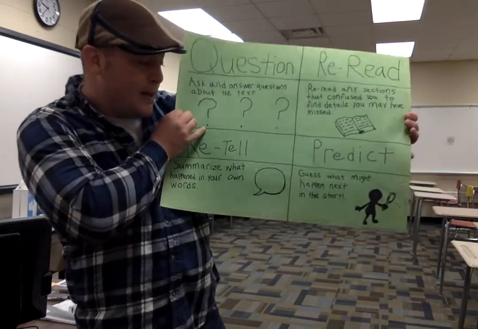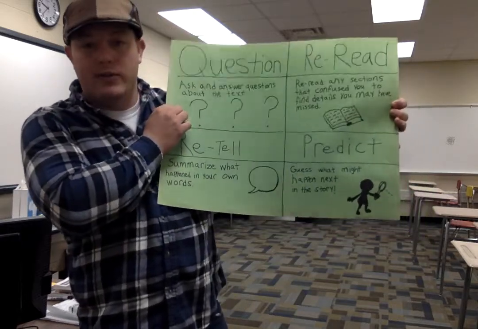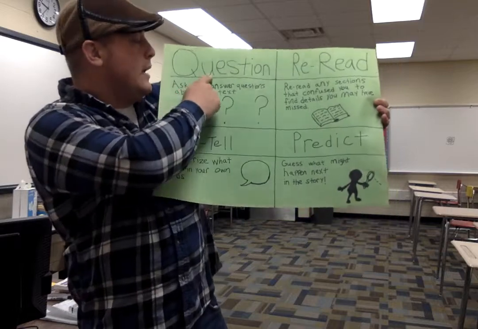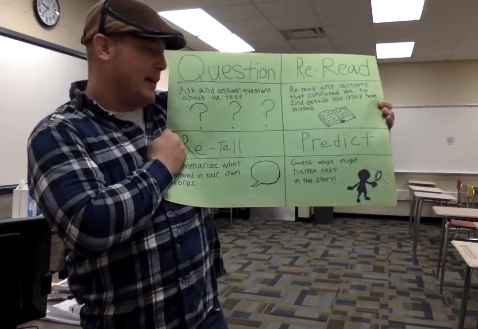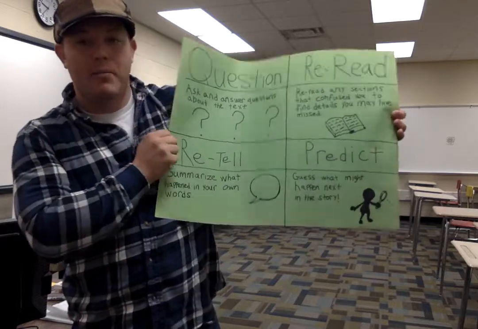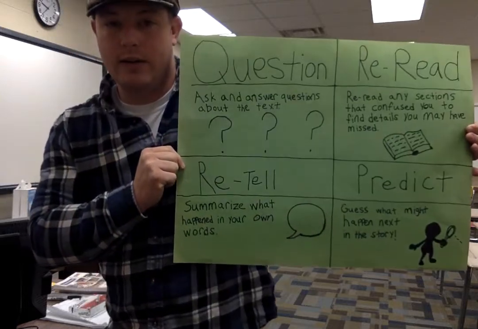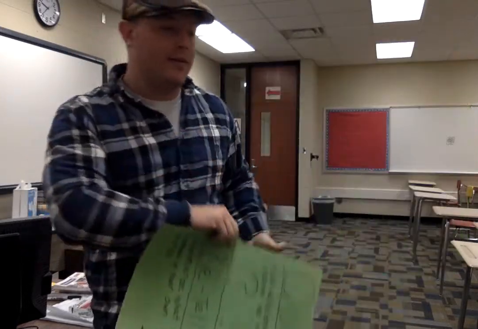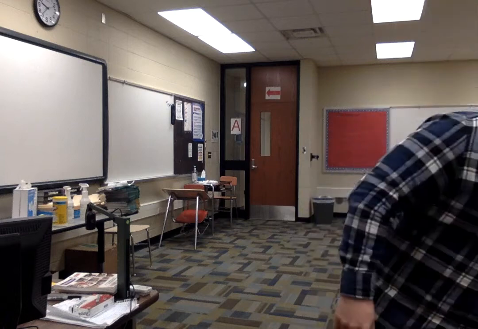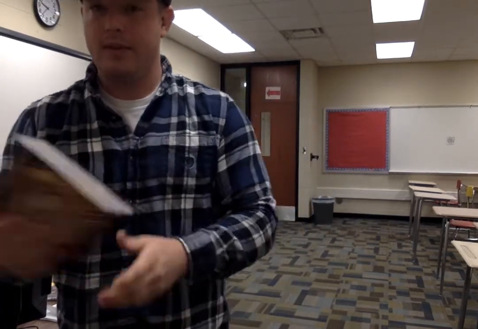And finally, we predict. We take what we have learned about the text through questioning, rereading, and retelling, and we use it to predict what might happen next in the story. In a way, a lot of us, as readers, behave almost as detectives, which led me to the activity that we've created today.